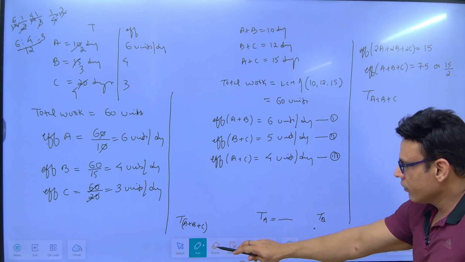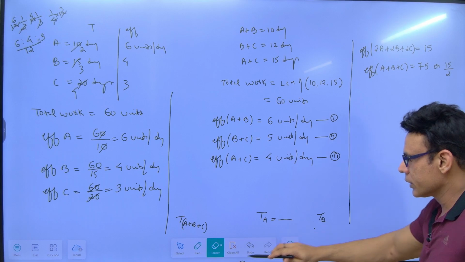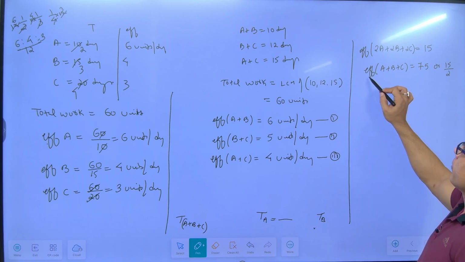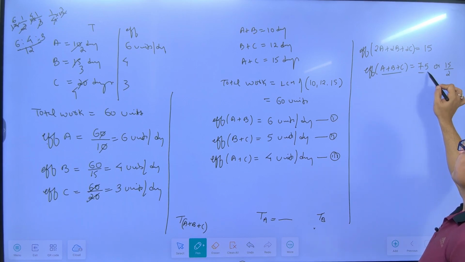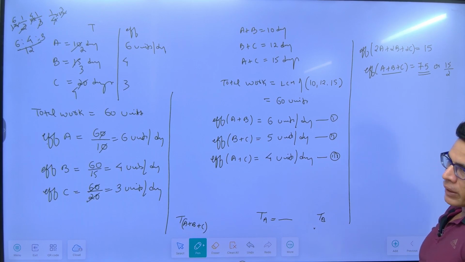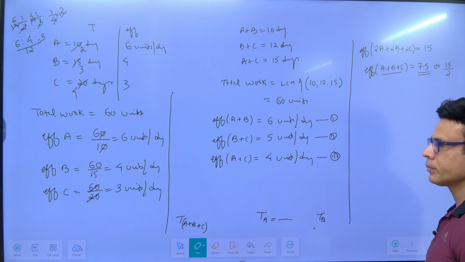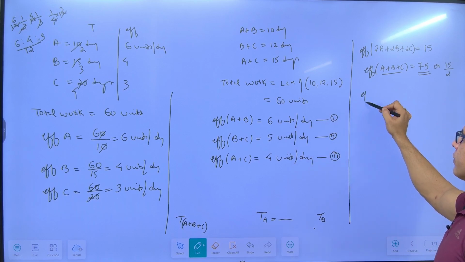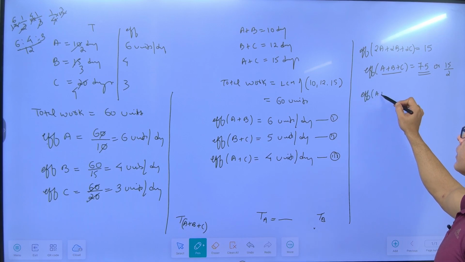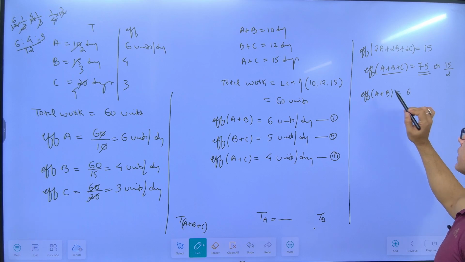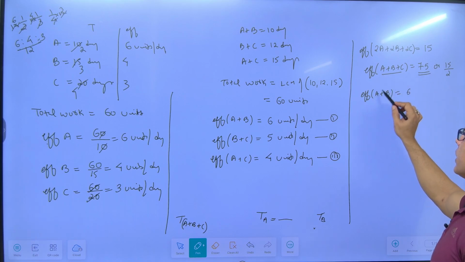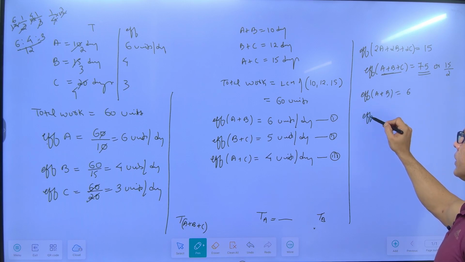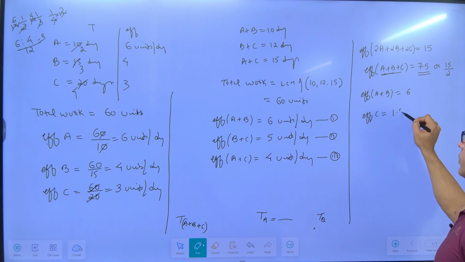But if I have to find individual efficiencies also, how to do this? So pay attention. What is the combined efficiency of A plus B plus C? 7.5. What is the combined efficiency of A plus B? 6. So in place of A plus B put 6 in the 7.5 equation. So what is the efficiency of C? 1.5, right?